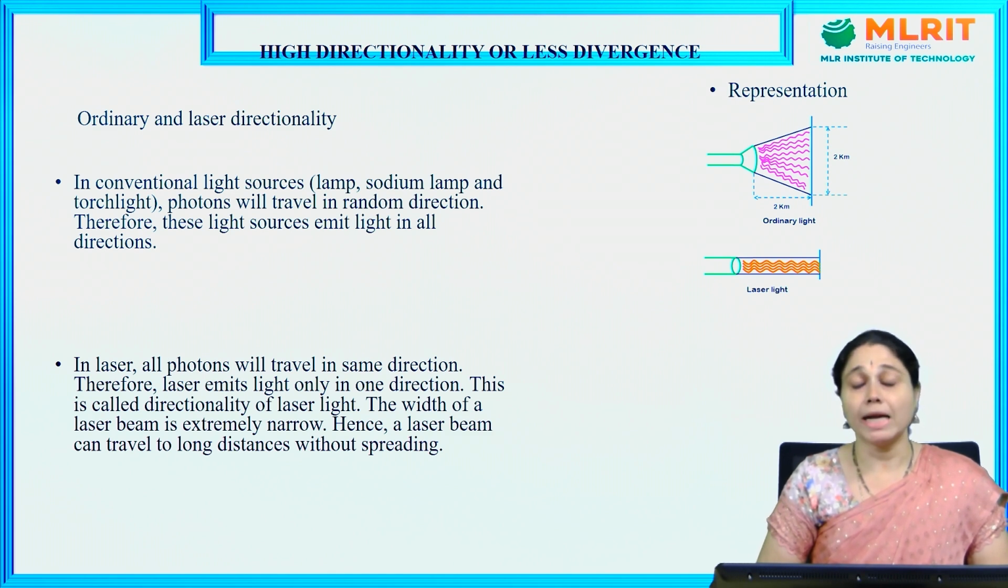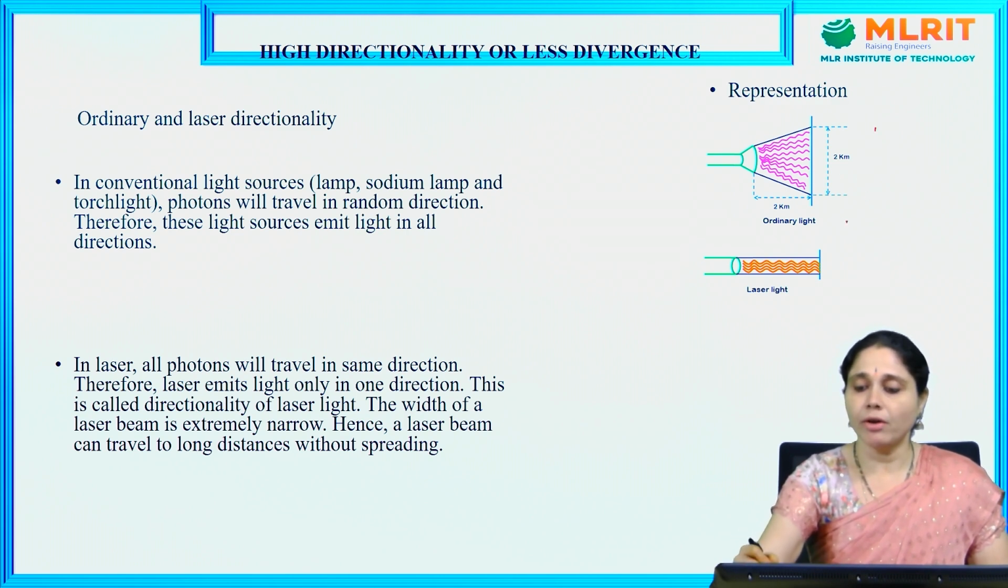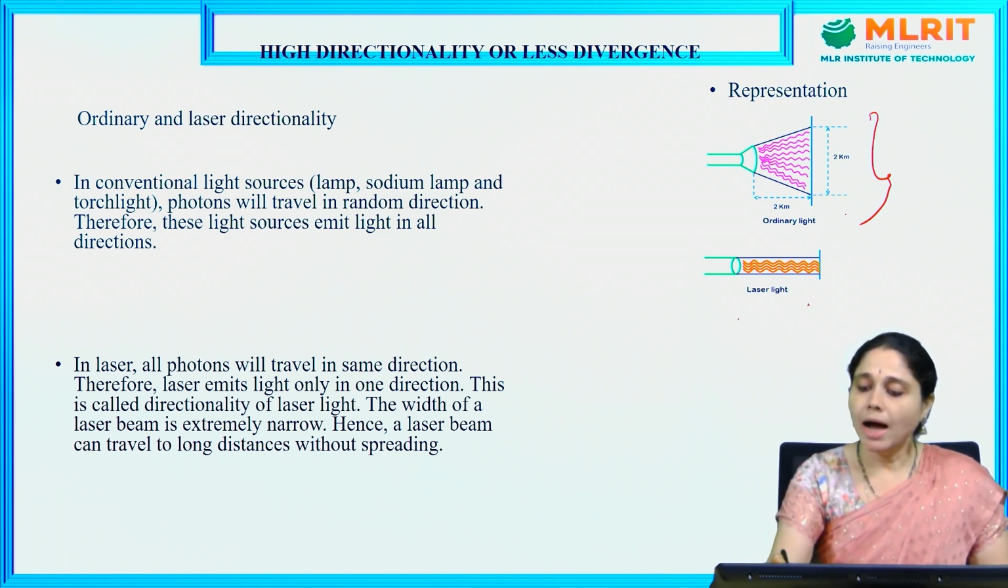This is an important characteristic of a laser. Ordinary and laser directionality: here the torchlight, or whatever the light may be, has a range of 2 kilometers. And what about laser light that we can observe? Laser light is highly directional. That means it travels in one direction, it does not spread towards any source.